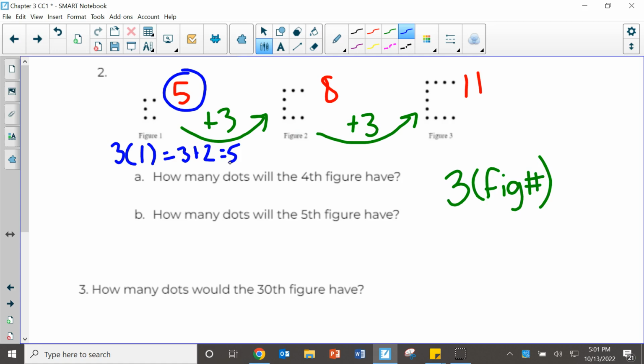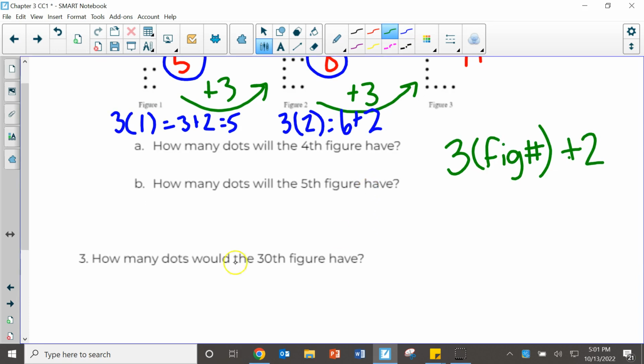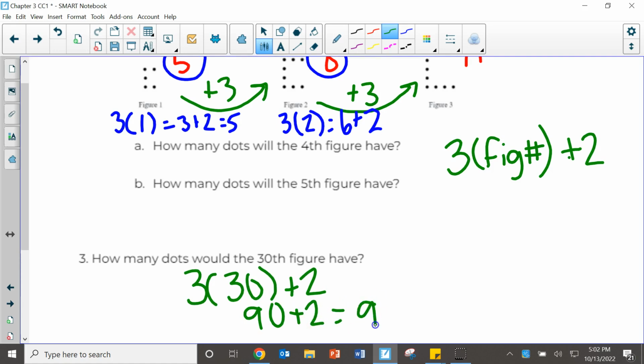Great. If I do this one, 3 times my figure number 2, well, that's 6. I have 8 dots. So what do I have to add to it? 2. And hopefully you'll see a pattern that it's 3 times the figure number plus 2. So for this 30th figure, 3 times 30 plus 2. And that's where you would get 90 plus 2, which is equal to 92.